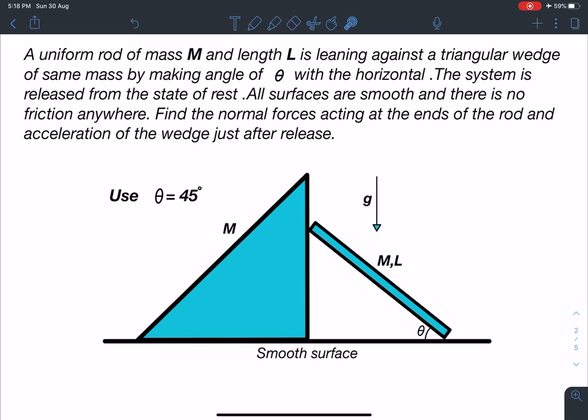Conceptually this question is very rich, and I'm sure it will give very good ideas for handling JEE problems. So here is the statement of this problem.